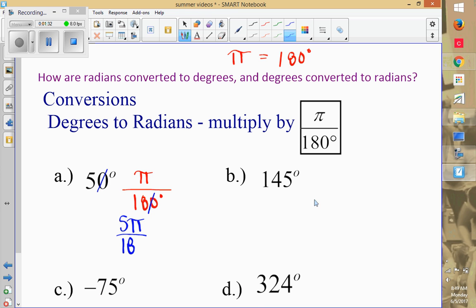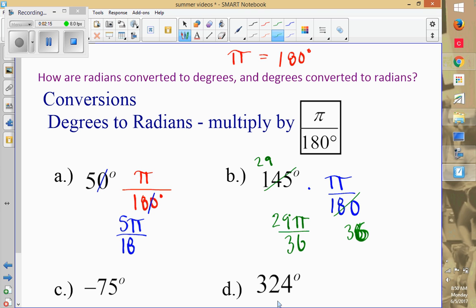So moving around here, 145 multiplied by pi over 180, and 145 and 180 are both divisible by 5. So we're going to have 145 happens to be 29, and 180 is 36. So we're going to have 29 pi over 36.